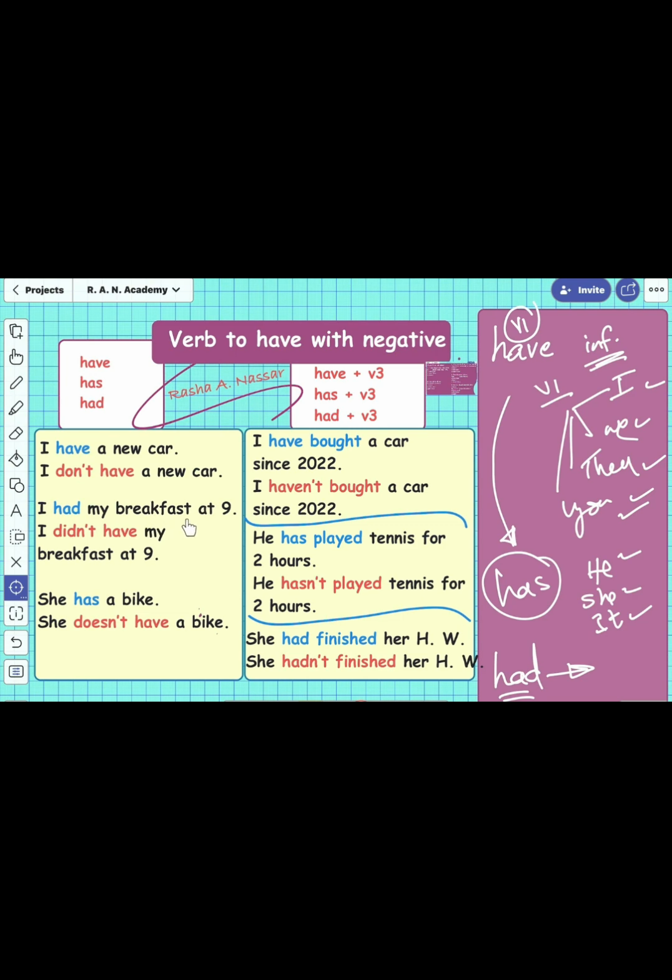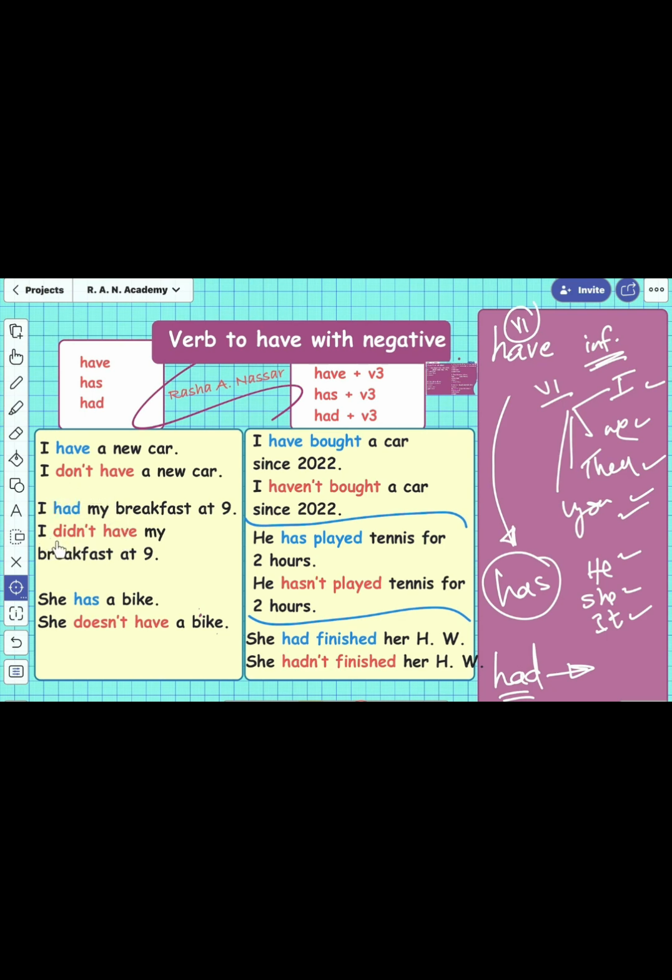I had my breakfast at 9, so I will change the sentence into negative by using didn't have. Why? Because I see the verb to have in the past form, had, and there are no other verbs in the sentence. It means that I have the verb to have here as a main verb. So I cannot say I had not. No. I have to say I didn't have.